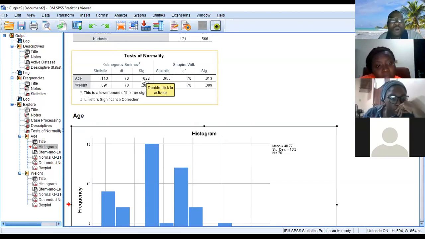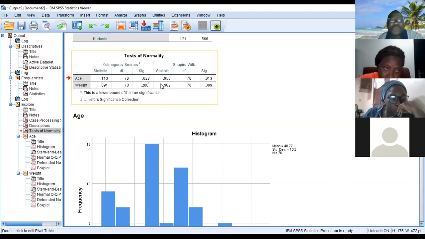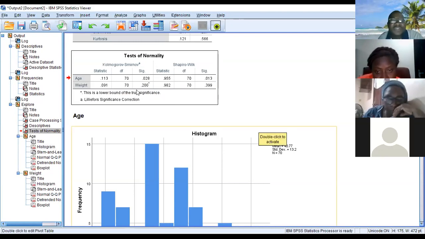Shapiro-Wilk is 0.013, Kolmogorov-Smirnov is 0.028. With both tests, there's a significant difference. That shows that the age is skewed. Now, if you look at weight, it's not significant with both tests.